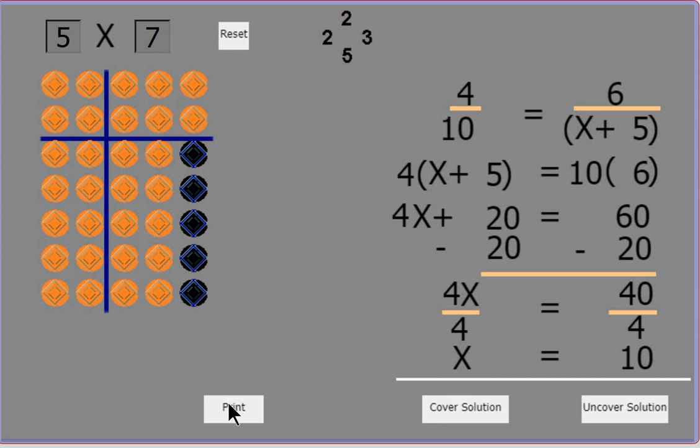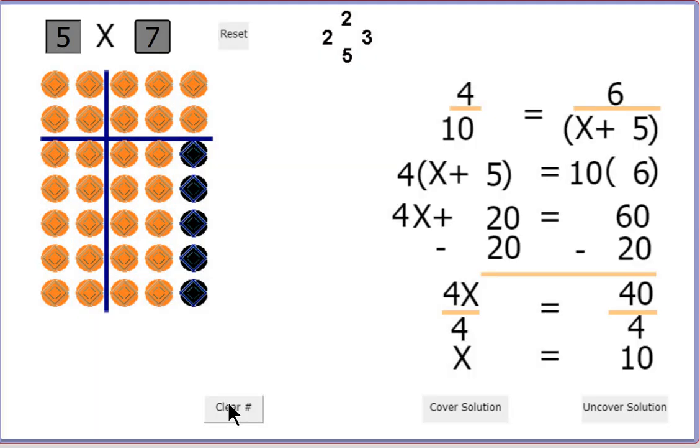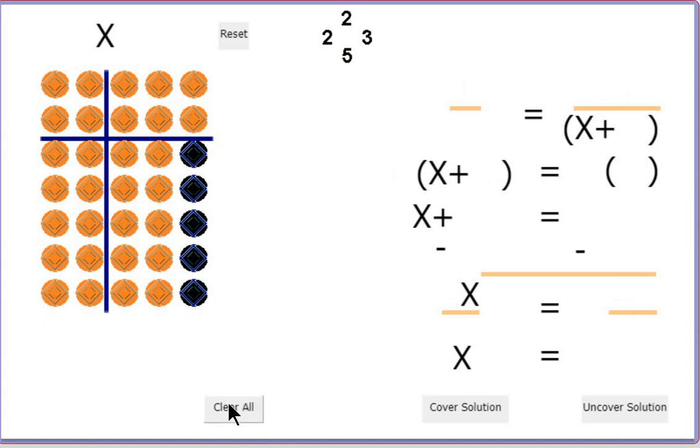If you click print, you will be able to display various printable versions of the application. Here the background turns to white, so you can print the array and the algebraic solution. Or if you'd like to print the steps of the algebraic solution without the numbers other than the unknown x.